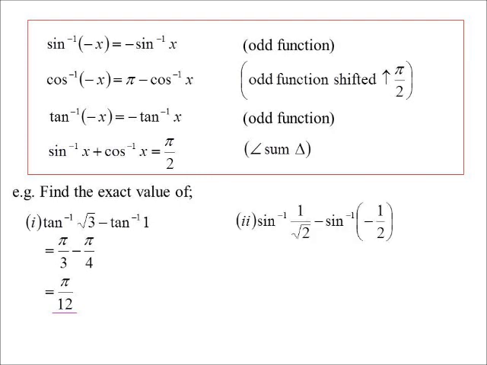So inverse sine of 1 on root 2, so that'll be pi on 4. But then we've got minus the inverse sine of minus a half. Well, we could find the inverse sine of minus a half, or we could use the fact that it's an odd function and change that to, what would it be? Plus the inverse sine of positive a half. Either way, I worked out the inverse sine of minus a half, so I've got pi on 4 minus pi on 6. And we get 5 pi on 12.